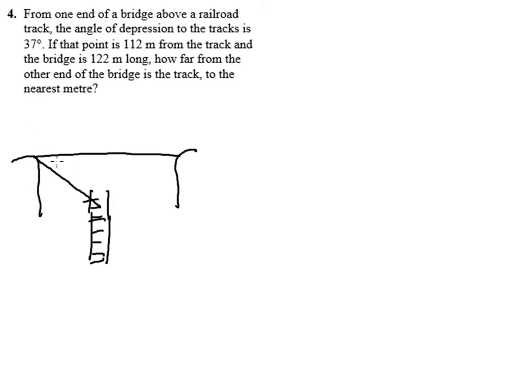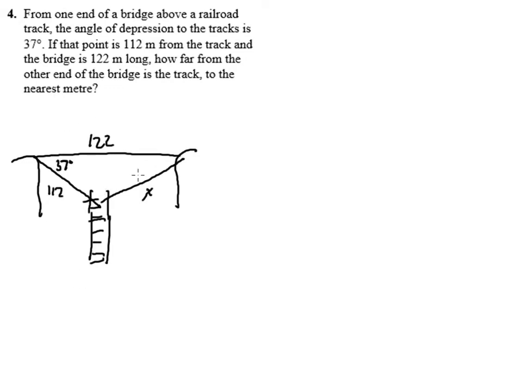37 degrees. So 37 degrees. Remember, the angle of depression is always from the horizontal. So the horizontal being the actual bridge. So 37 degrees down. But that point is 112 meters from the track, so 112. And the bridge is 122 meters long. How far from the other end of the bridge is the track? So we need to find this.